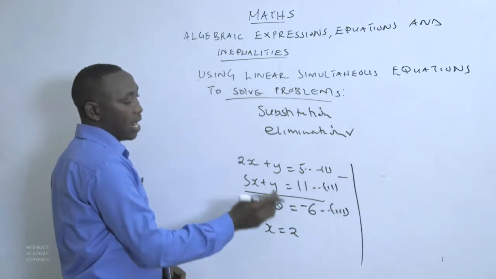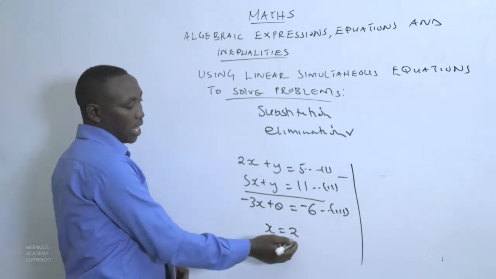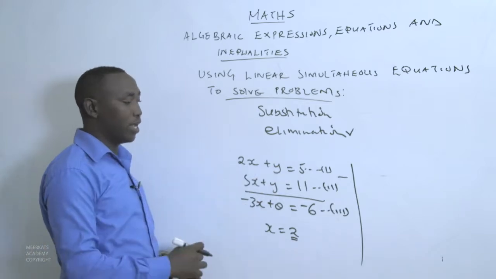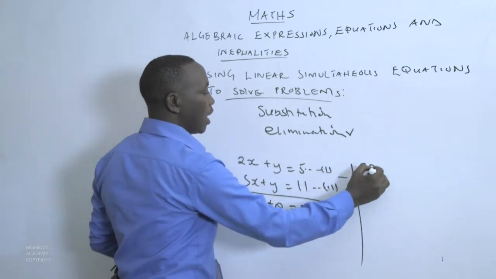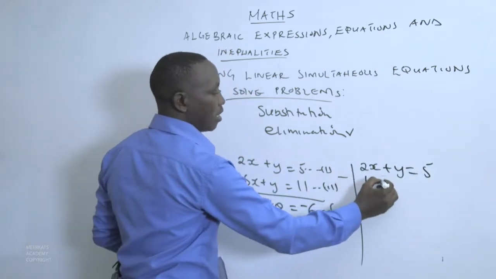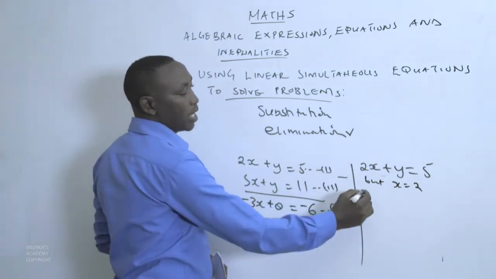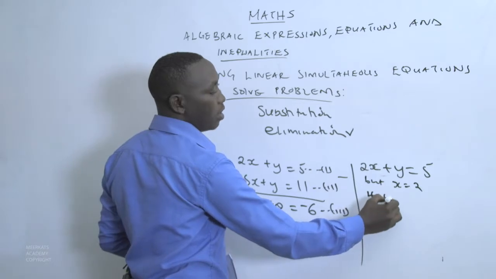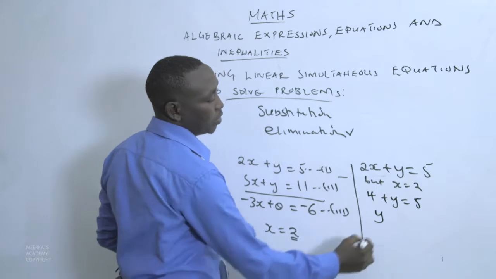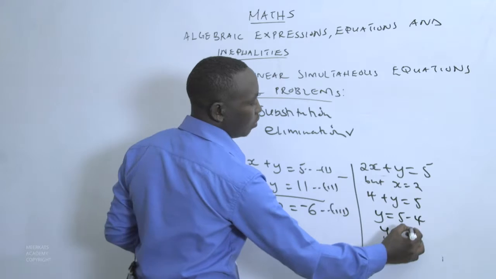Then you can now go back and replace in either equation 1 or 2 to get the value of y. Let's replace it in equation 1 to find the value of y. That was 2x plus y is equals to 5, but we have found x to be 2. So when you make that replacement, this will give us 4 plus y is equals to 5. When you collect the like terms, you'll find that y is equals to 5 minus 4, and hence y is equals to 1.